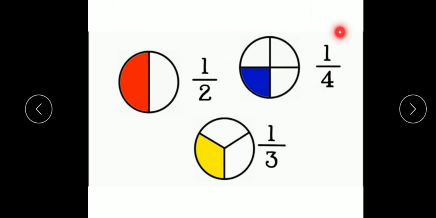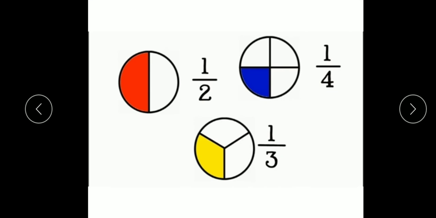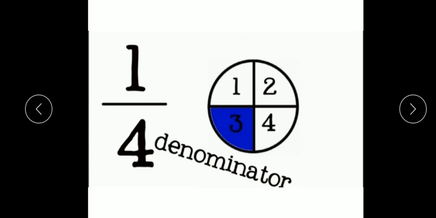Now see the second picture. The total parts are 4 and the shaded part is 1. So the fraction becomes 1 by 4. Similarly, see the third picture. The total parts are 3 and the shaded part is 1. So the fraction is 1 by 3.